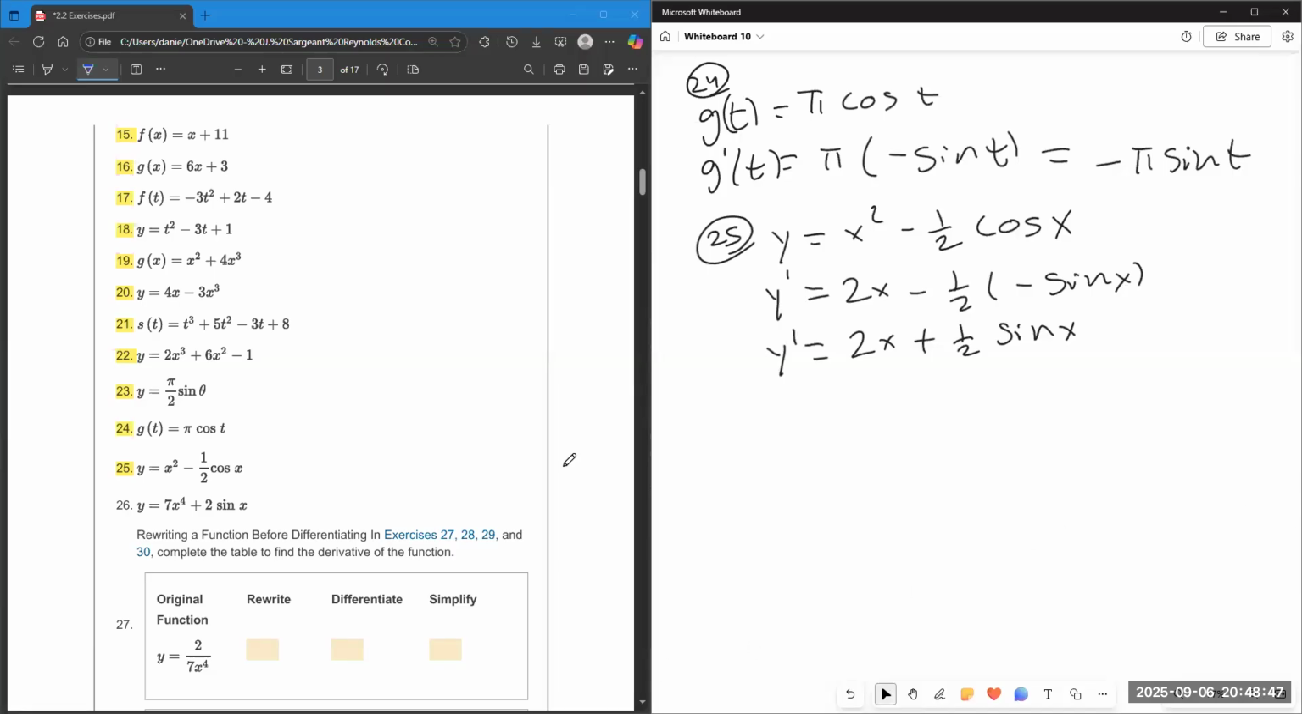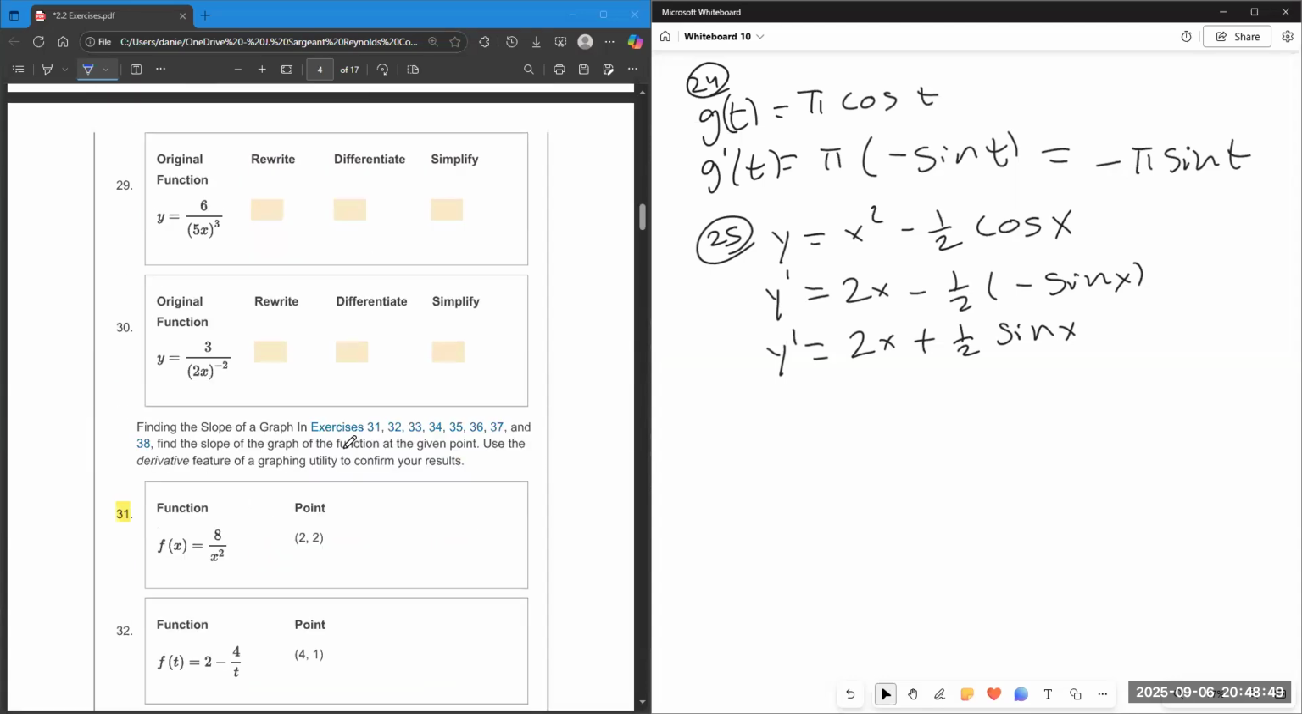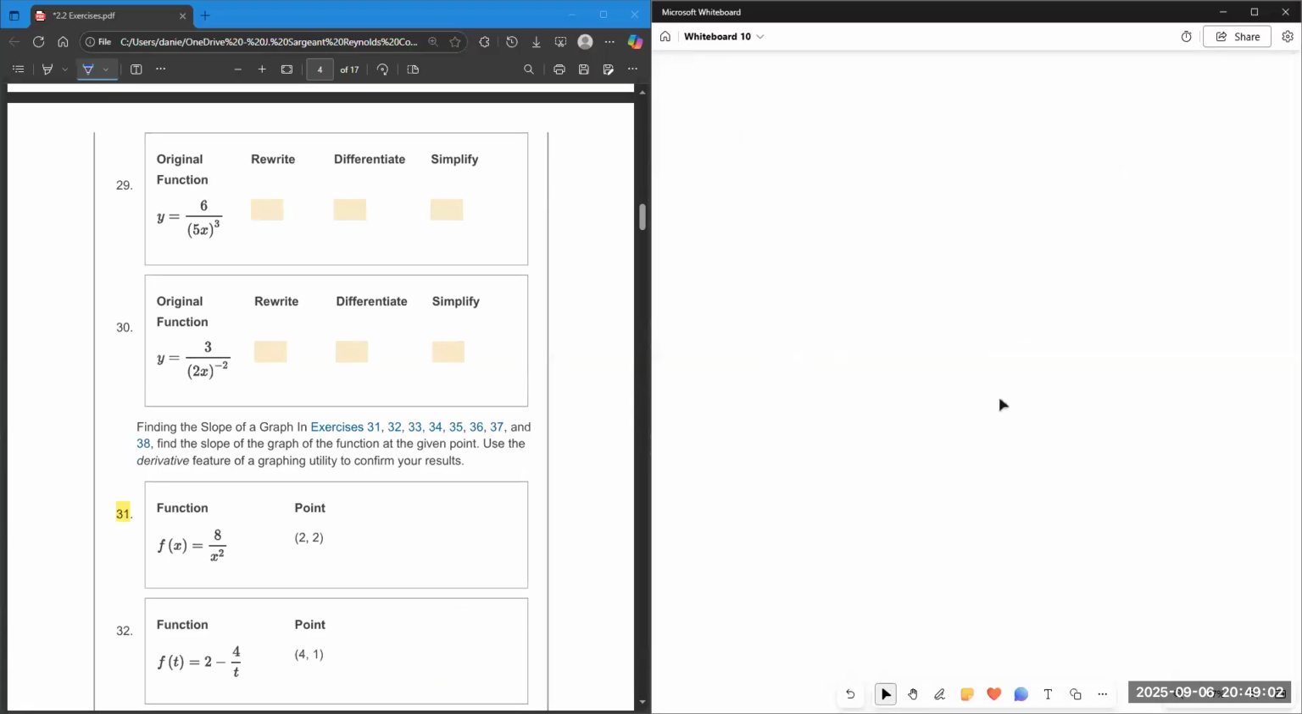Moving on now to number 31. And the instructions tell us to find the slope of the graph of the function at the given point using the derivative function. And we can use a graphing utility to verify our results. I'll leave that to you, if you have a graphing utility that can tell you the slope of the tangent line.